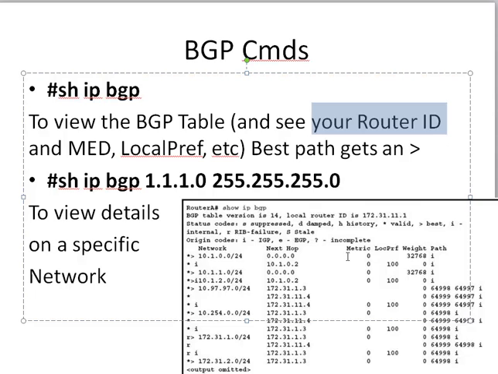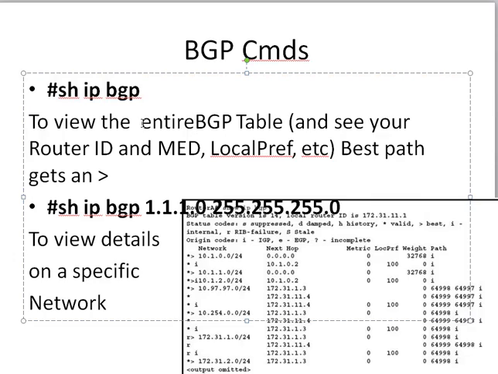I can see my columns here, so the most commonly used attributes like the metric, the MED, local preference, the weight, the AS path are here. Next hop, which would be the next jump to get to this particular network that I have. In this case, 10.1.0.0/24. So I have 2 ways to get to that particular network. Or I could even say, to be more specific, this is to view the entire BGP table.